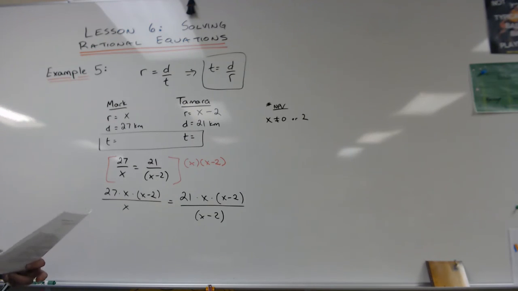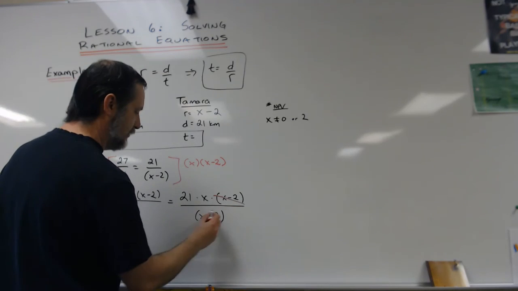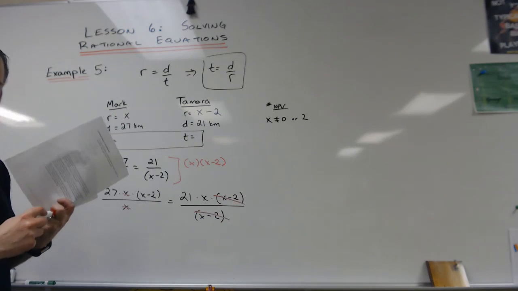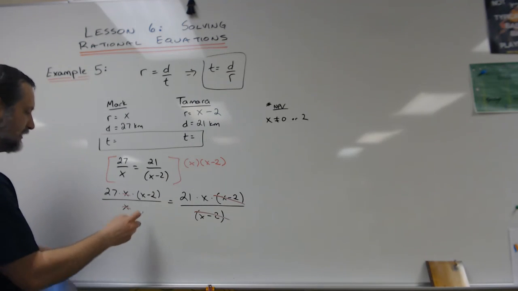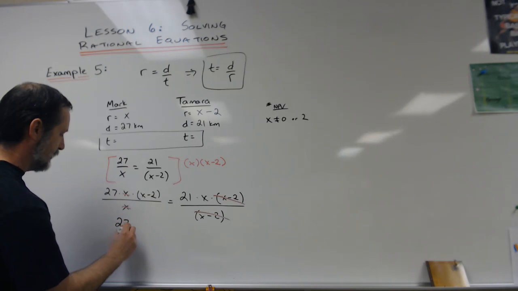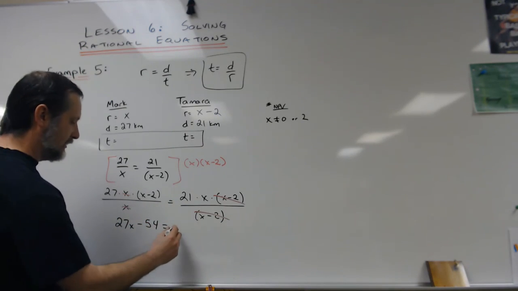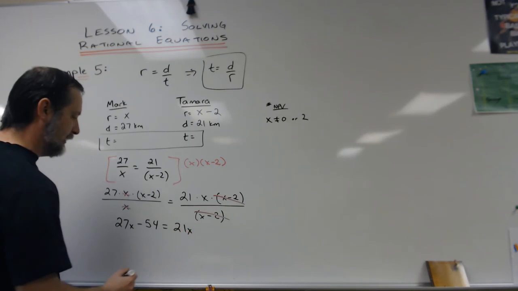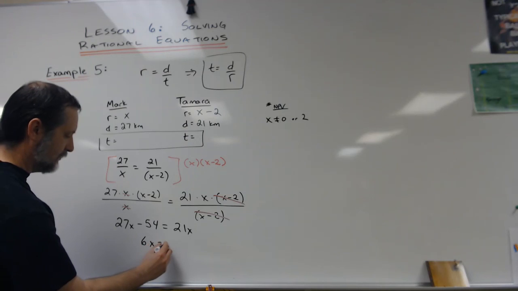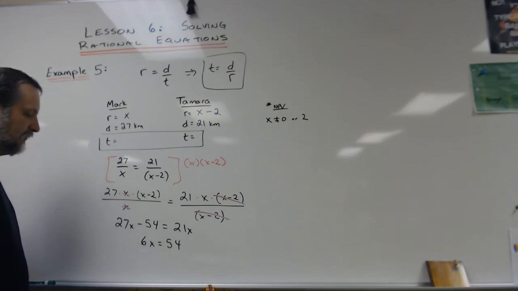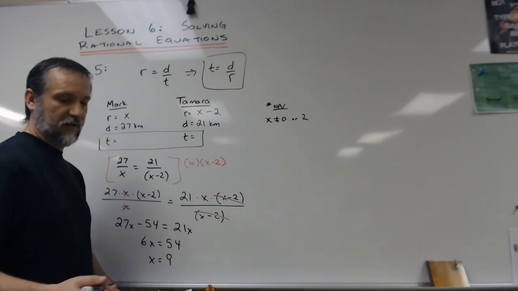And I can just start canceling off, right? So I have x and x minus 2 and x minus 2. Again, you look at it, and there's not even any quadratics in this one. That should make it a little easier. 27 times x is 27x minus 54. 21 times x equals 21x. Subtract 21x from both sides. 6x equals 54. So x equals 9. So there's my final answer.